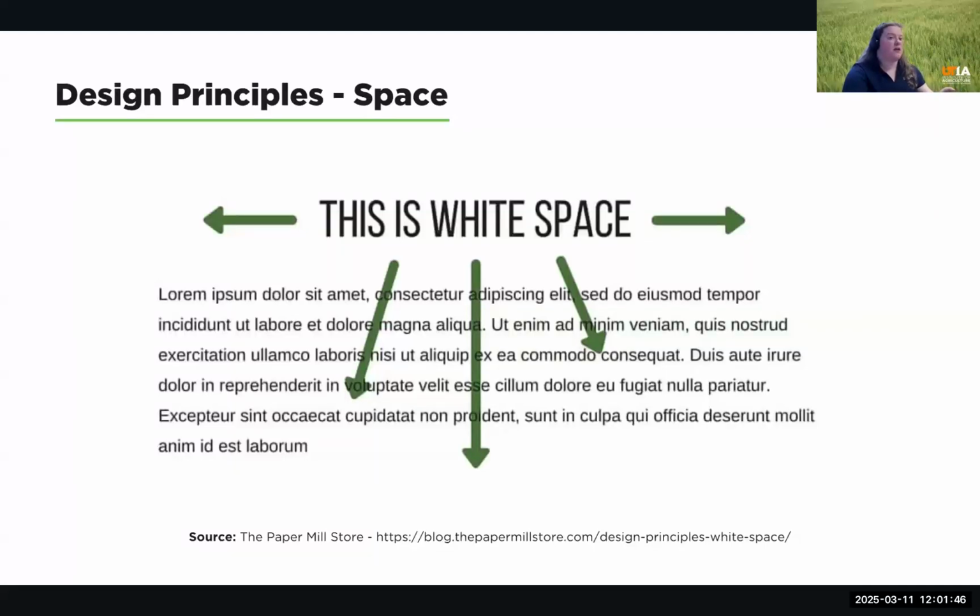There are positive and negative space, and we'll talk about those also over the next couple of slides. Positive space is going to be the focus of your design, and negative space, also called white space, is going to be any space around that object or image. So this is a title and then a paragraph, but the concept is going to be the same, even though this is more words.